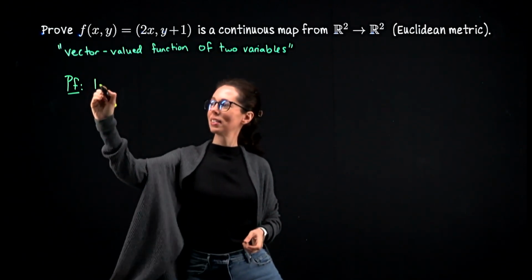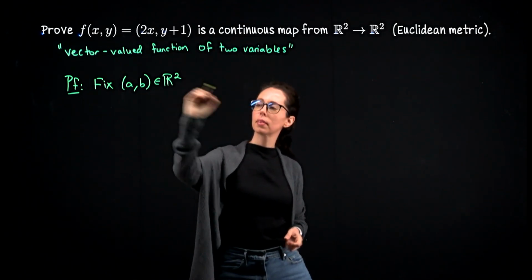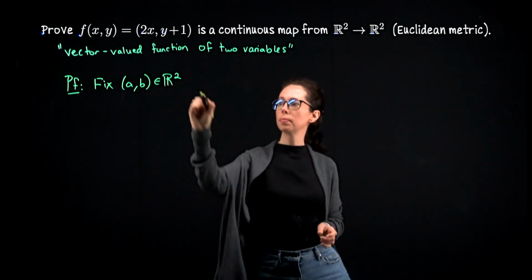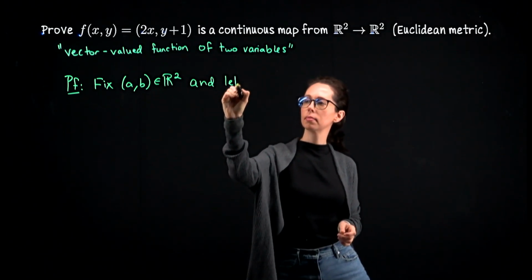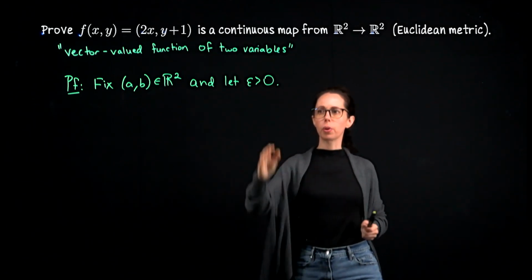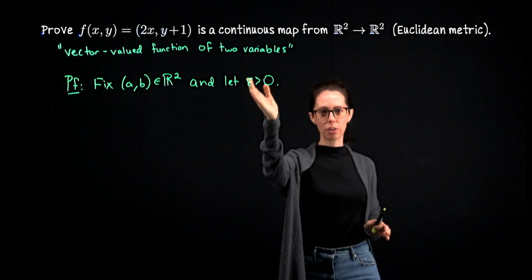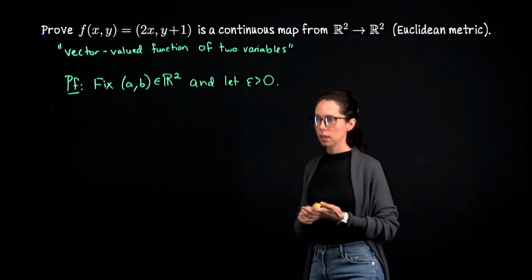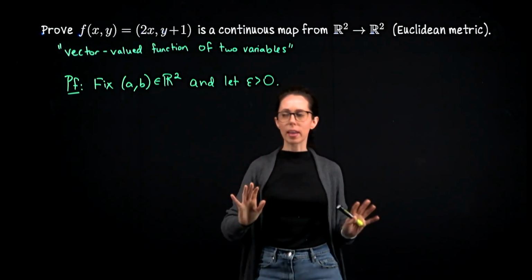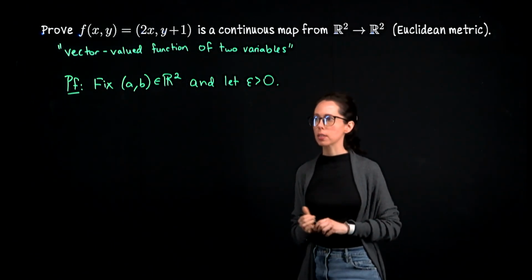So fix AB in R2. That's a short sentence, so let me continue with, and let epsilon be greater than 0. It's very important that you name this early in this kind of proof. Don't start talking about epsilon before you've fixed it. So at this moment, even though I didn't give either of these values, they are not moving around, they are fixed. So this is a point in R2, and this is now a fixed number. It will not change from this moment forwards.